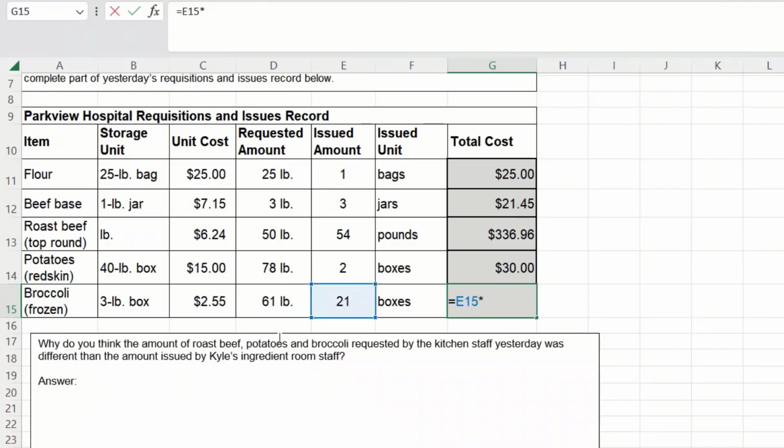So we will multiply the 21 boxes times the 255. And the reason why we issued them a different amount is because of how they came, and there's not much you could do with 2 pounds of potatoes in a large operation like that. So it's best just to go ahead and hand those off to your requester.